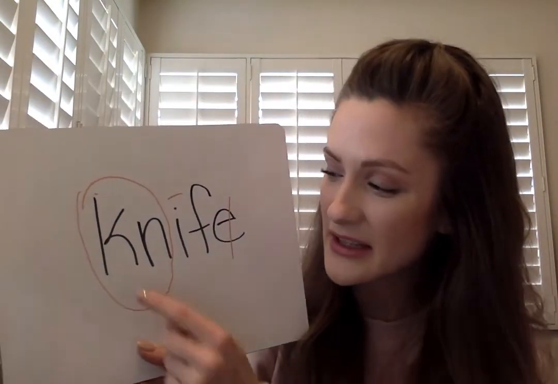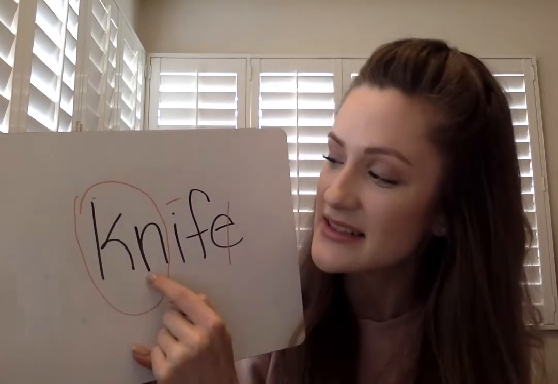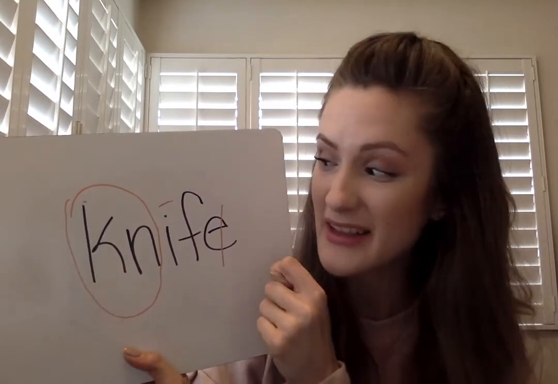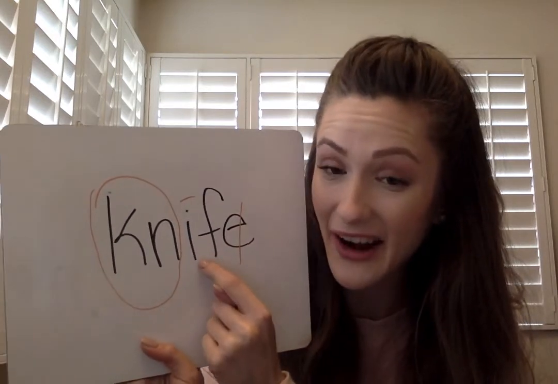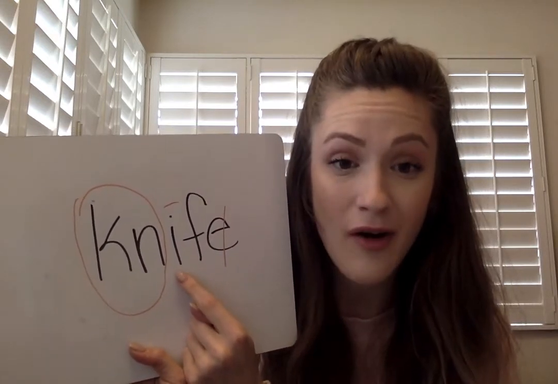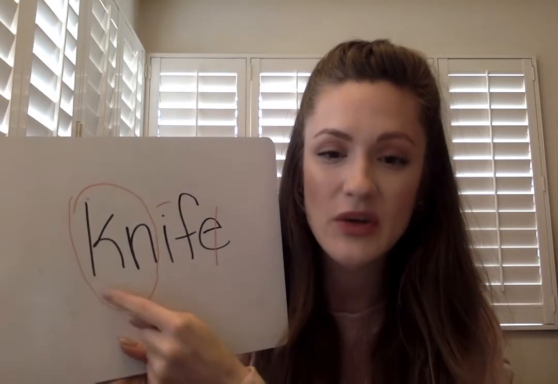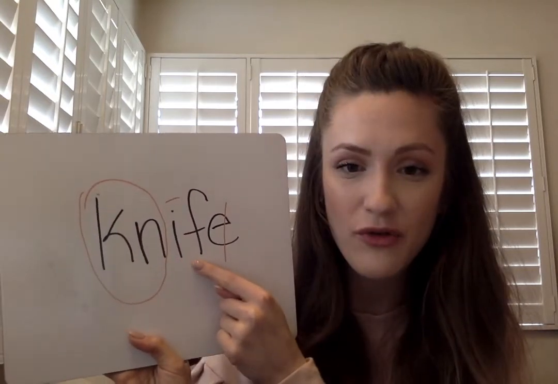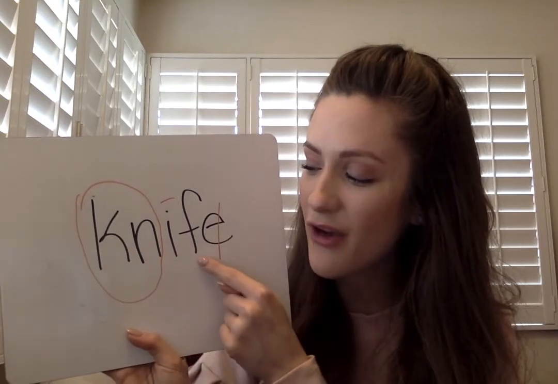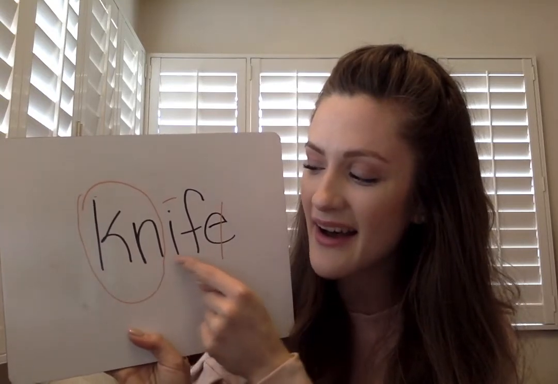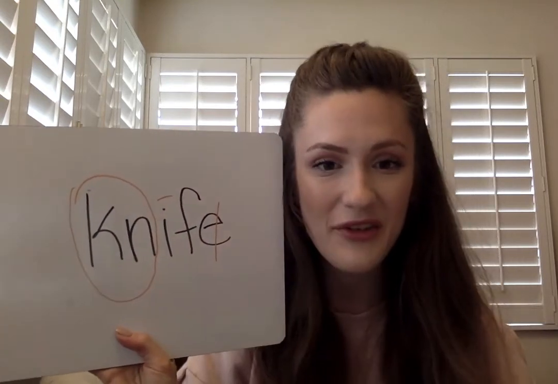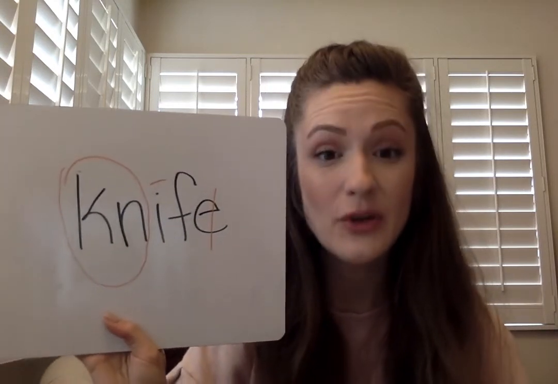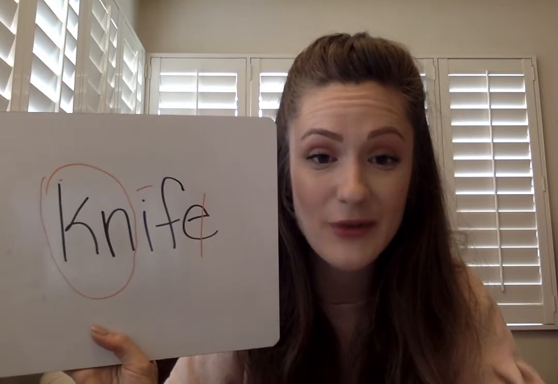We have KN says N. And remember that silent E, got to cross that out, which makes this vowel in here say the long sound, the long I, which says I. So let's sound it out together. N, I, F. N, I, F. Knife. Knife. I use a knife to cut my sandwich. Now you please use knife in a sentence for me. Thank you.